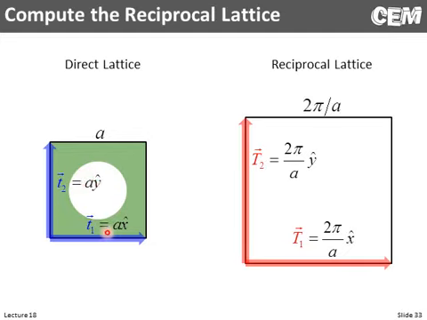So this makes sense. Then we can calculate the reciprocal lattice vectors, and we get capital T1 now as being 2 pi divided by the lattice spacing in the x direction, and the second lattice vector for the reciprocal lattice is 2 pi over a in the y direction. So this on the right hand side is the reciprocal lattice of our direct lattice, and the direct lattice is the thing that we can touch.